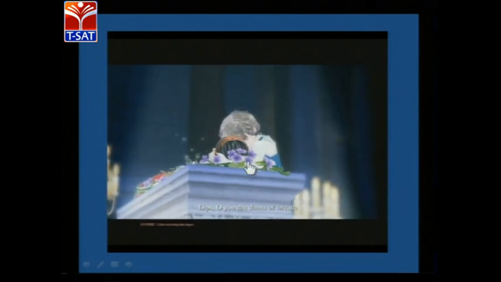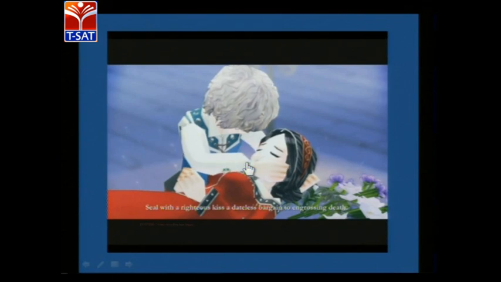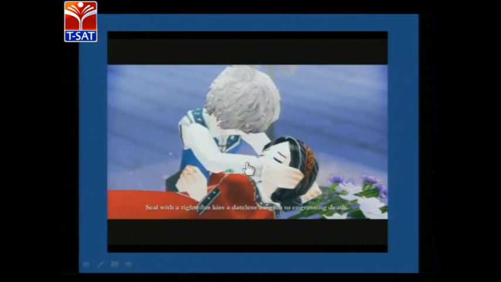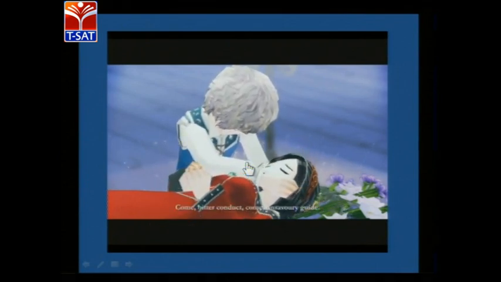Lips, oh, you doors of breath, seal with a righteous kiss, a dateless bargain to engrossing death. Come, bitter conduct, come, unsavory guide, here's to my love.